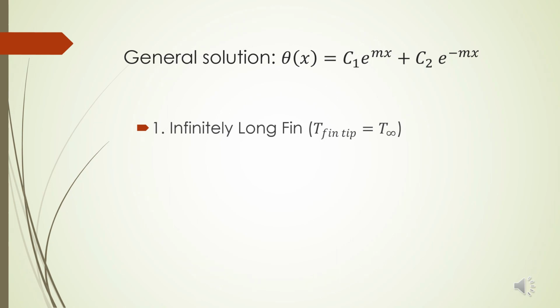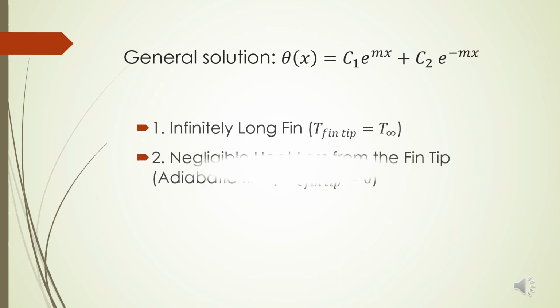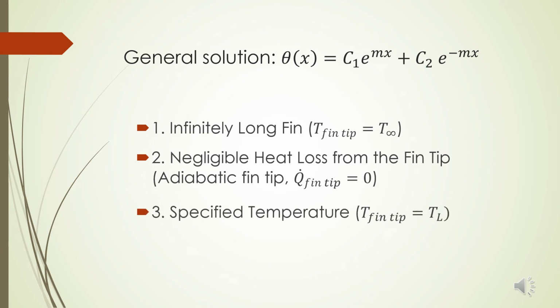The first one is infinitely long fin, where the temperature at the fin tip is equal to the temperature of the ambient air. The second one is negligible heat loss from the fin tip, or we can say it is an adiabatic fin tip, which means the rate of heat transfer at the fin tip is equal to 0. The third one is specified temperature, where the temperature at the fin tip is equal to a specific temperature. Number 4 is convection from the fin tip, where the convection occurs at the fin tip.